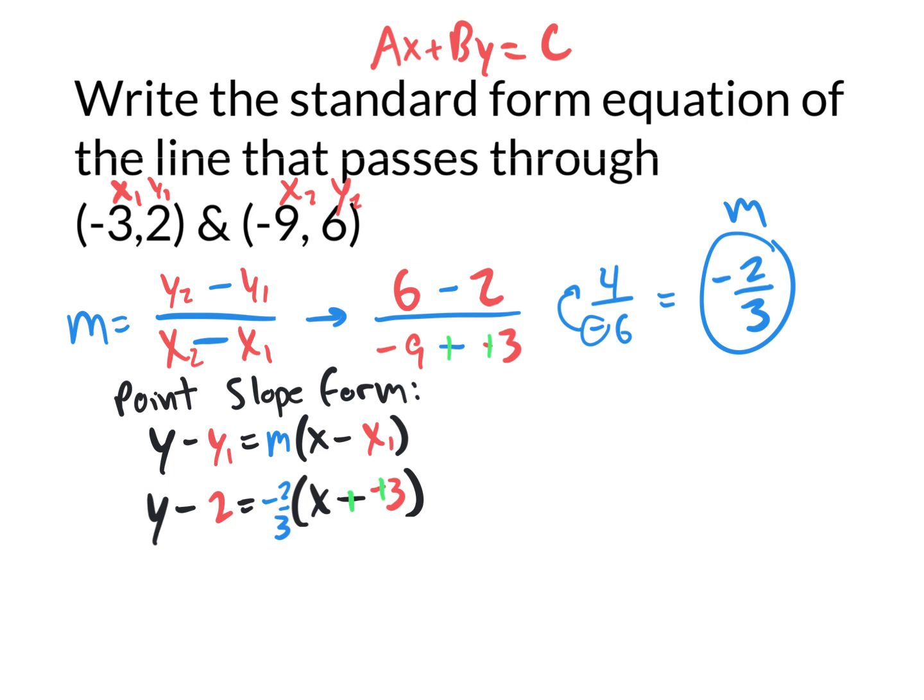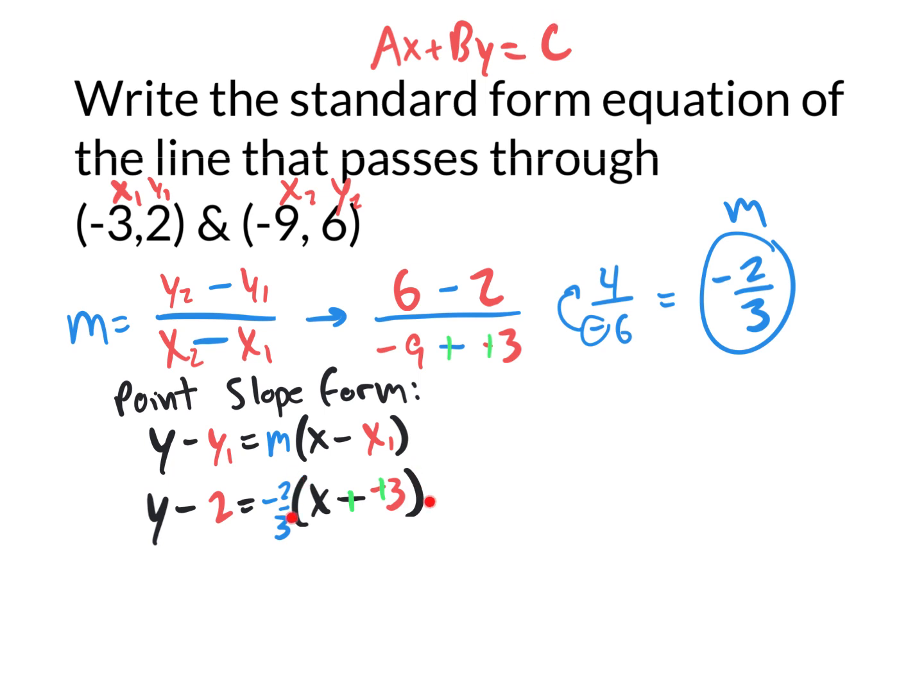So if they did say, write it in point-slope form, I would be done. This would be it: y minus 2 equals -2/3 times x plus 3. However, it doesn't say that. It says write it in standard form. Okay. So standard form does not have parentheses. Obviously, it's capital Ax plus capital By equals capital C.